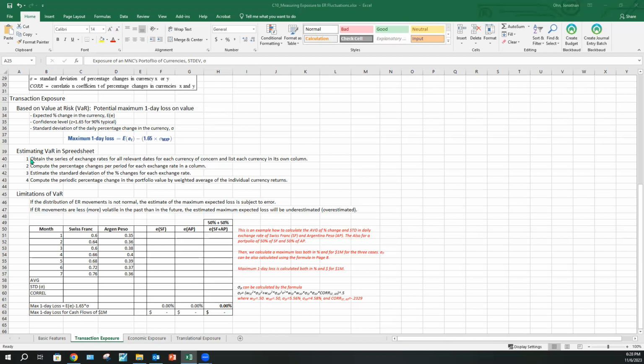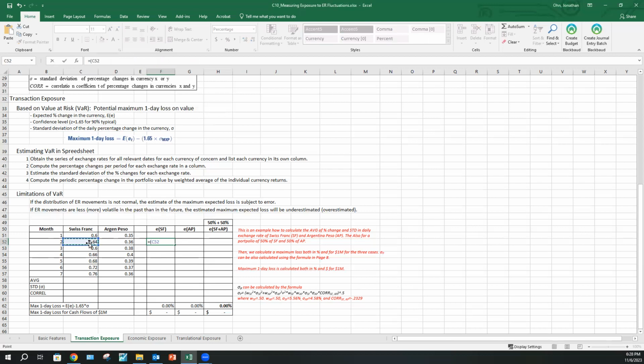So this is the process. The first one is you just get the series of exchange rates. Here we have the Swiss franc and the Argentine peso. We have the monthly series here, right? And then compute the percentage change per period for each exchange rate in a column. Let's do this. Percentage change for Swiss franc, you do this one, right?